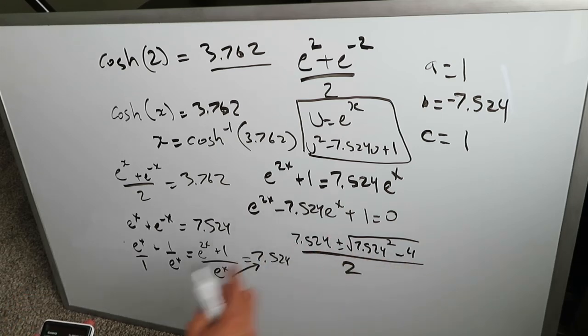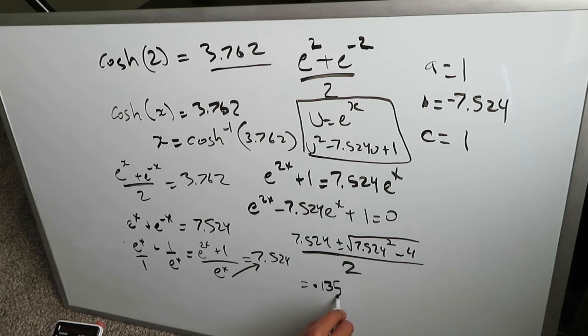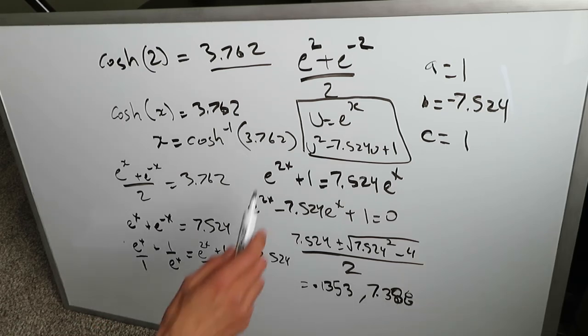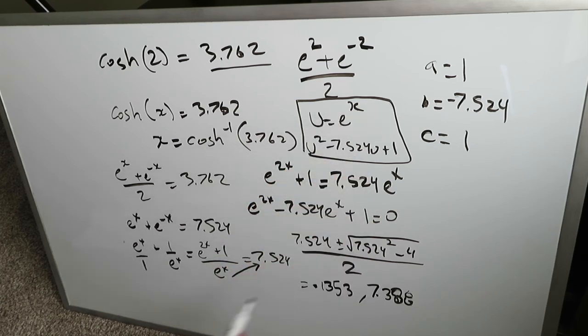I'm going to work from the radical outwards. I have 7.524 and I square it, and then minus 4 from it, then I square root it, and I'm going to save that answer. I'm going to present you two solutions because you have a plus and a minus. 7.524 minus that, divided by 2, I get 0.1353, and my other solution, 7.524 plus that, divided by 2, I get 7.388.